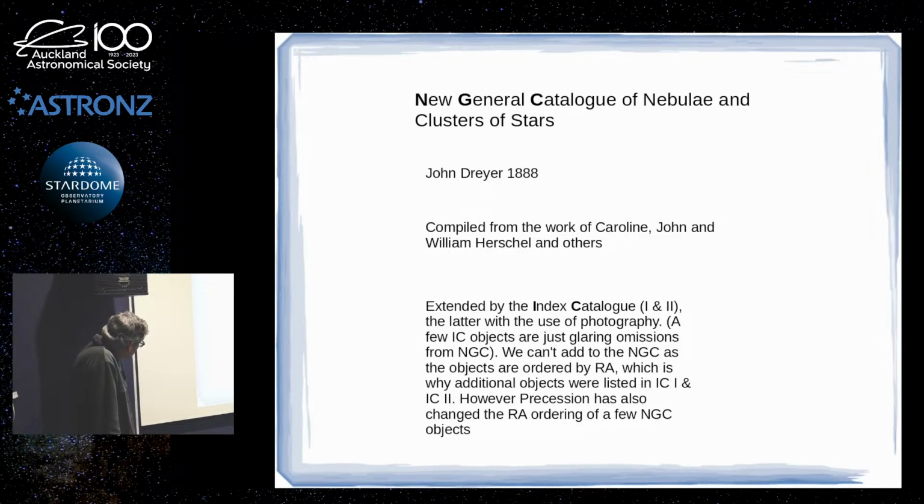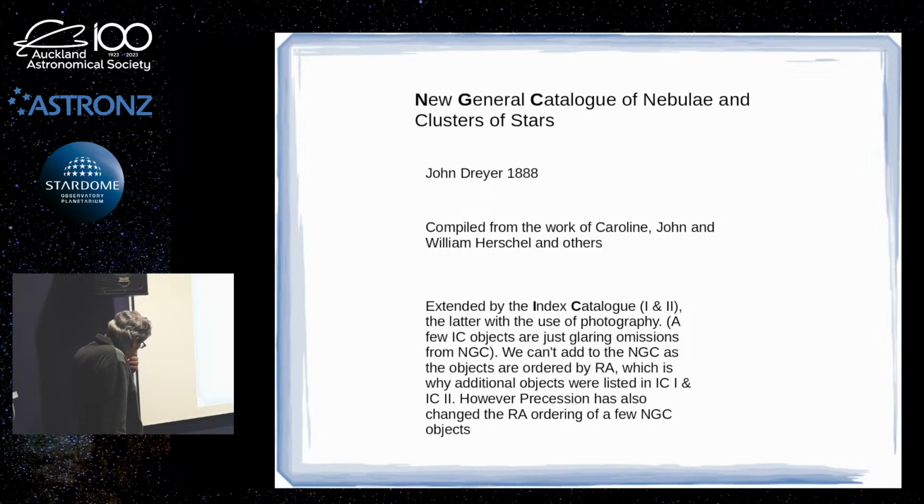And Caroline was William's sister and John was William's son. John basically continued. John was a scientist in a lot of other areas in his own right, but he did continue his father's work in South Africa. He went to Cape Town to basically catalogue all the faint fuzzies of the southern hemisphere, and basically their work is the basis of the New General Catalogue, but a lot of other stuff as well.